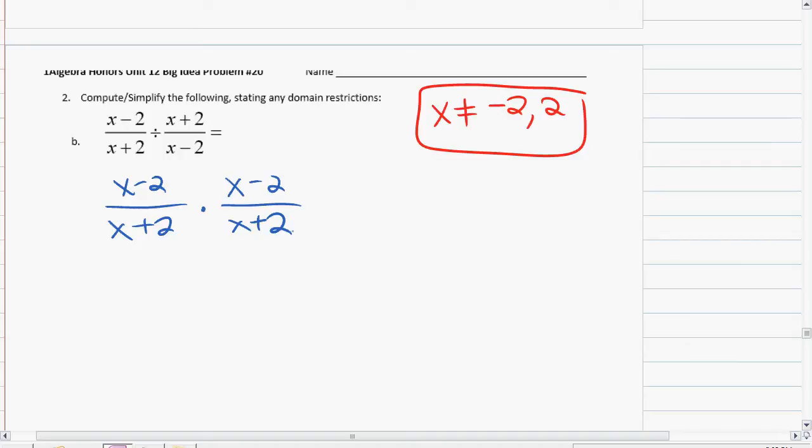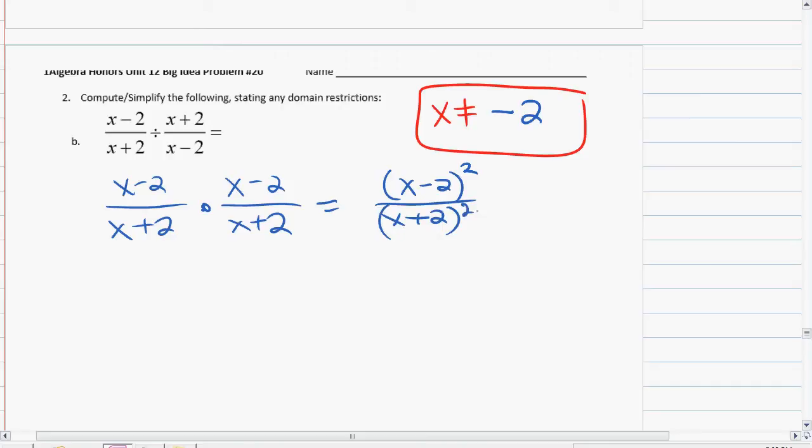Now it turns out this is actually where I need to write my domain restrictions. I had fooled you. You write your domain restrictions after you've gotten into a multiplication, addition, or subtraction problem. So now I can say x is actually only not -2, because -2 makes both denominators 0. So simplifying this just becomes x minus 2 squared over x plus 2 squared.